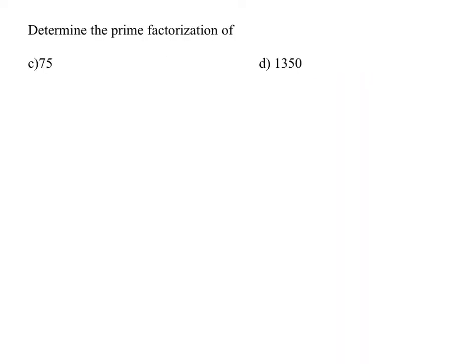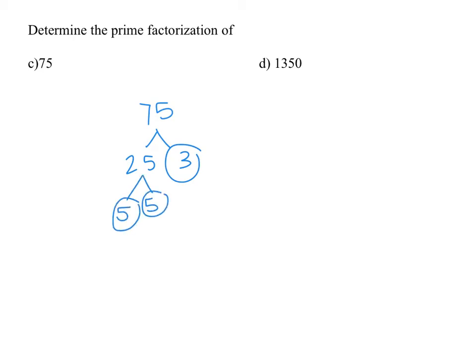75. Whenever I see numbers like 75, 50, 150, 125, things like this, I always break it down into 25s because I always think of just quarters, right? So we think, how many quarters go into 75 cents? 3 quarters. 3 is already prime. 25 I know is 5 times 5, which are both prime numbers. So my prime factorization of 75 is just 3 times 5 squared.